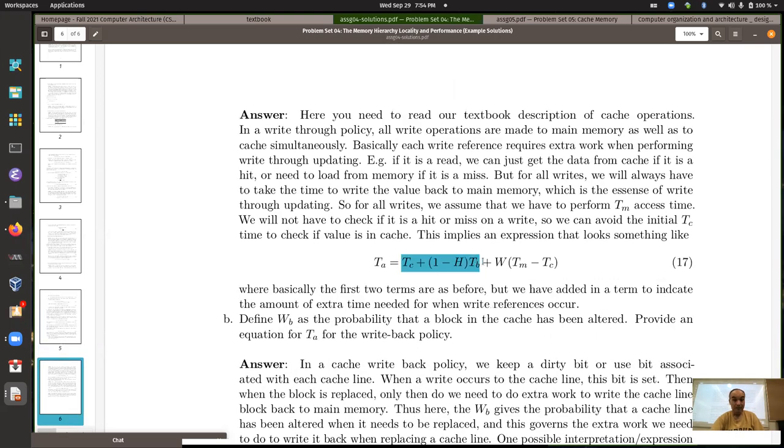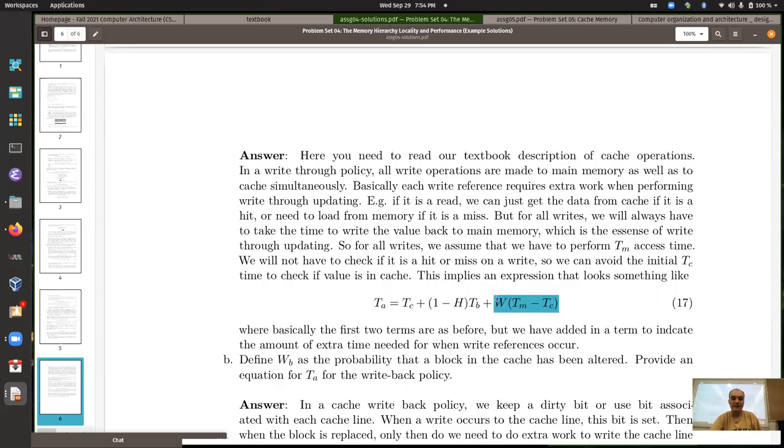So anyway, for part A, this is the equation that we've been using, where we assume TB is something like TM plus TC, or maybe TM plus two TCs, depending on how you think you need to add up those times whenever you have a miss to transfer the value and then use it in cache. But then here, for write through, you need to add some expression.